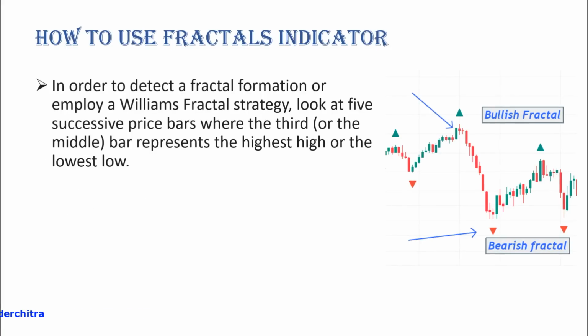How to use the fractals indicator. In order to detect a fractal formation or employ a Williams fractal strategy, look at 5 successive price bars where the third, or the middle, bar represents the highest high or lowest low. So, when you look here, we can see this is the third candle. This will be the highest high of all the 5 candles. So, that is the number 5 represented in the fractals.